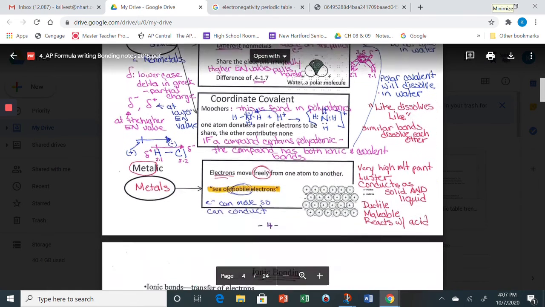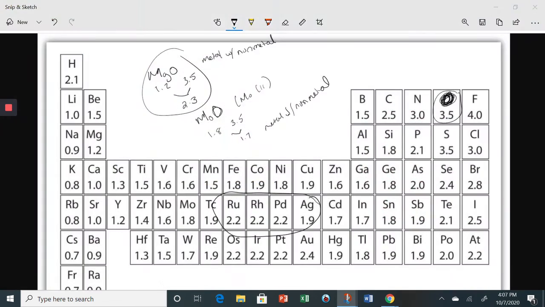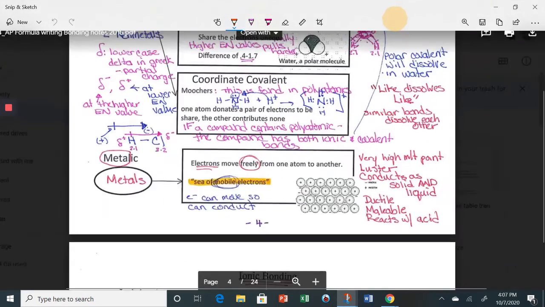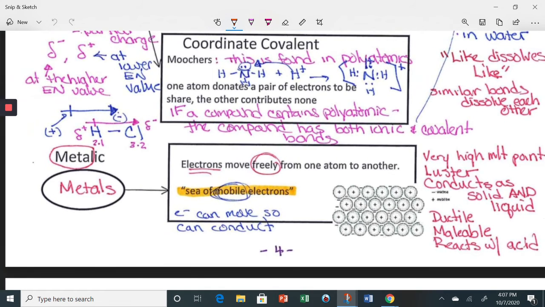I'm going to move this up because the next thing we're going to talk about is metals. So the last type of bond that we have to talk about is metallic bonding. And a metallic bond comes from a metal. And it is described, and these are the keywords, guys. Look for these keywords. I can't stress enough, these ones right here.